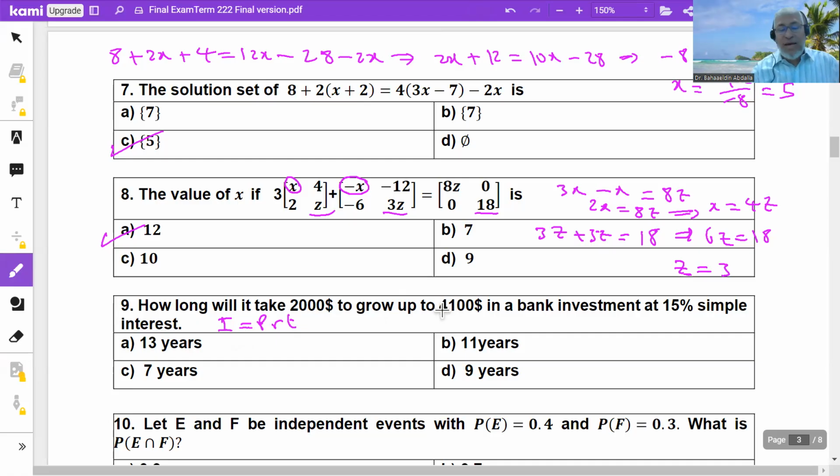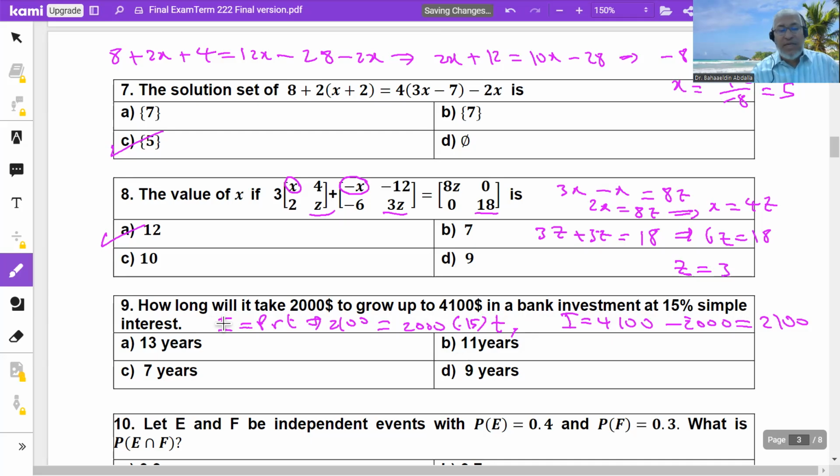So 4,100 minus 2,000 will give you I. So I is 4,100 minus 2,000. This is the interest earned. So it's 2,100. So 2,100 is equal to P, the principal, which is $2,000, times R. What is R? R is 0.15, 15%, times T.